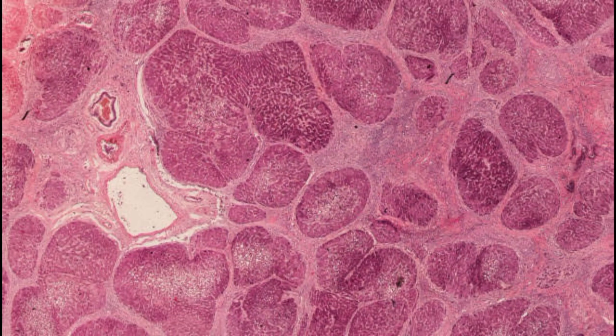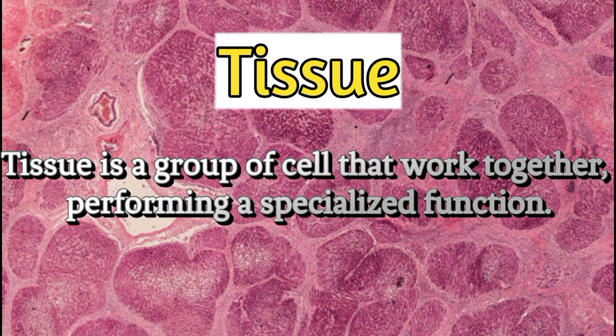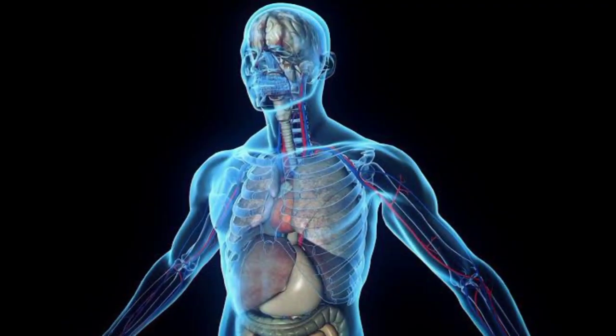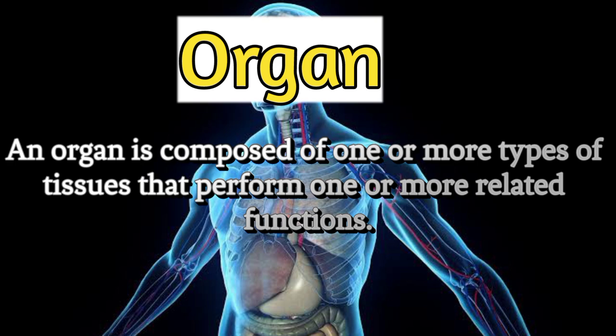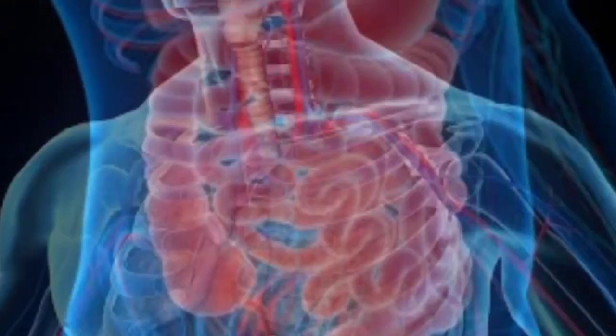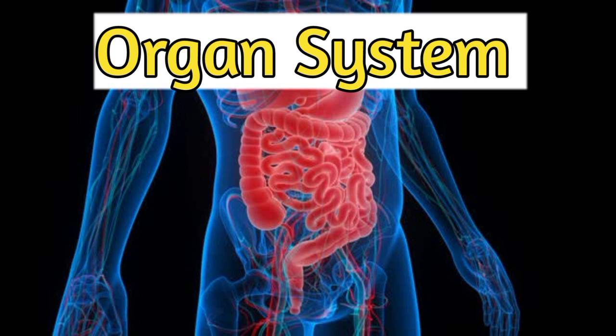The next level is tissue. Tissue is a group of cells that work together performing a specialized function. Next is organ. An organ is composed of one or more types of tissues that perform one or more related functions. The next level is organ system.